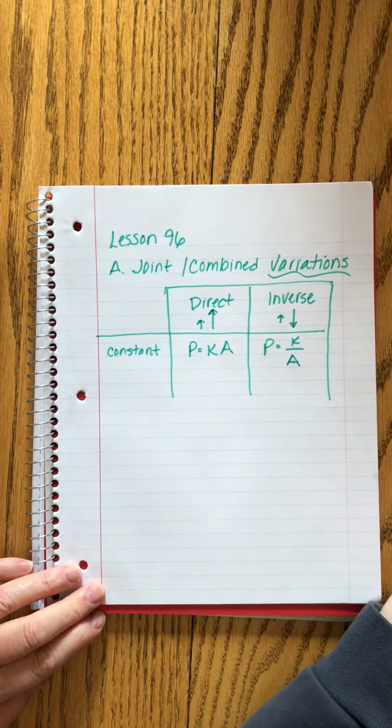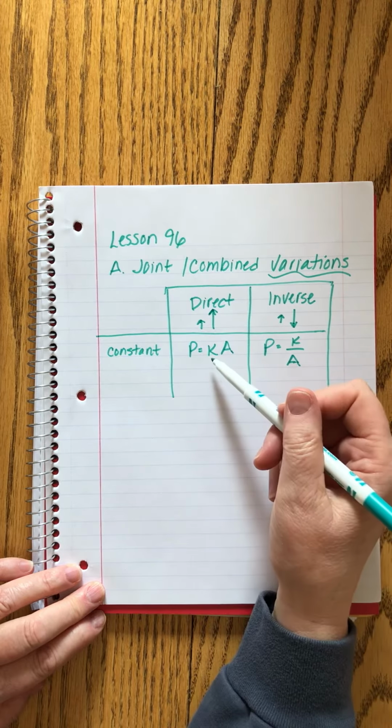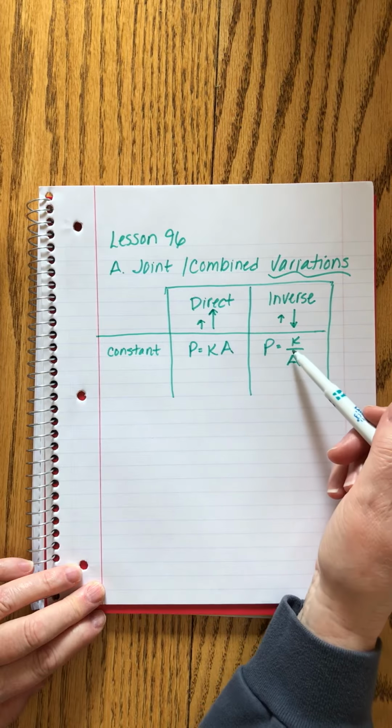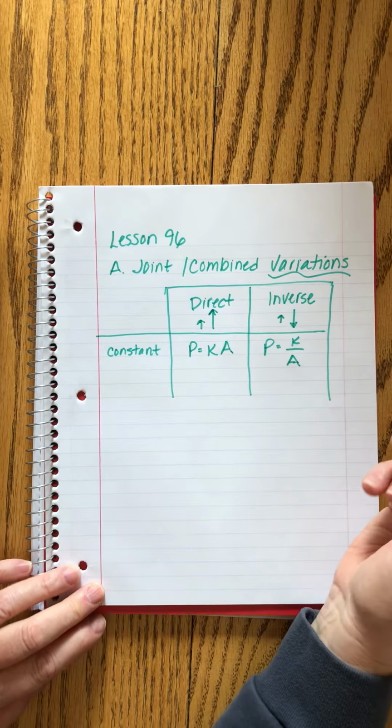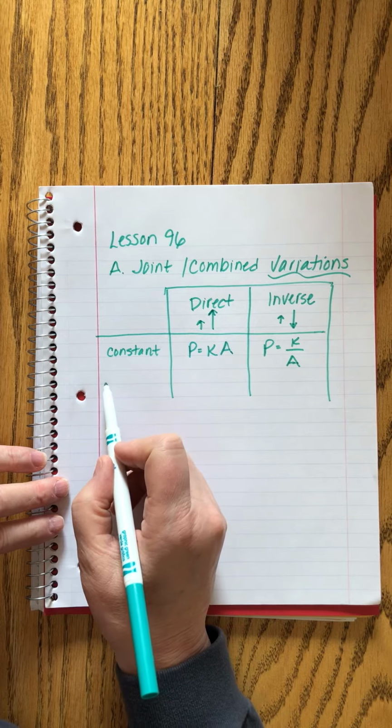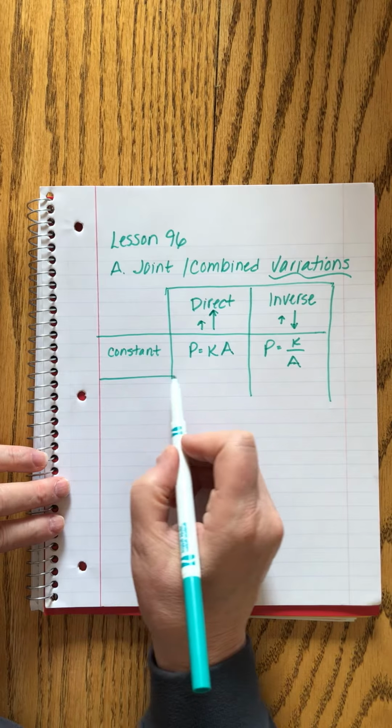We learned this quite a few lessons ago. And we learned that these are done in two steps. First we solve for the constant, and then we use the constant with a different set of facts to find either the peaches or the apples, depending on what is asked of us.